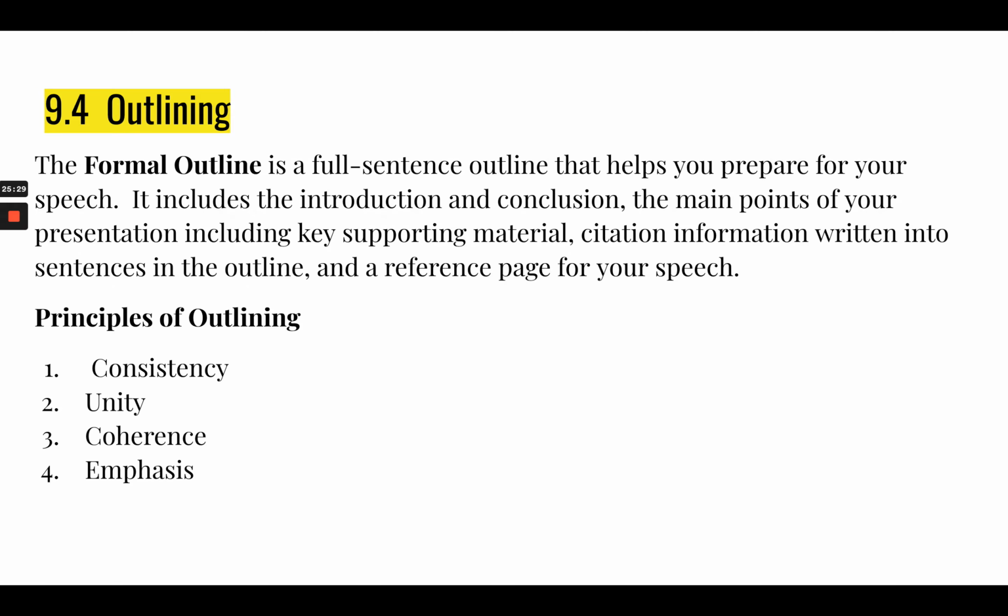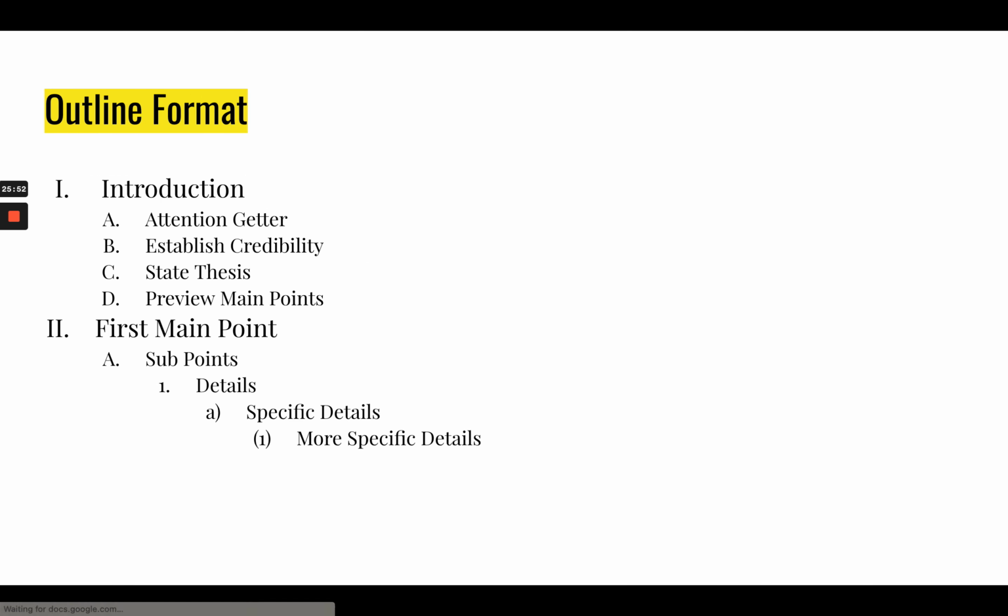So a formal outline is a full sentence outline that helps you prepare your speech. It includes the introduction, conclusion, and the body of your speech. We are doing outlines for this course for each of your presentations, and I provided a sample outline in your notes in Canvas so that you do know the process for that. Principles of outlining: consistency, unity, coherence, and emphasis.